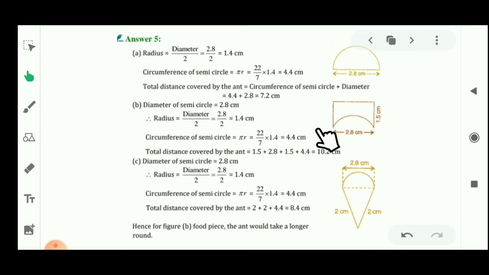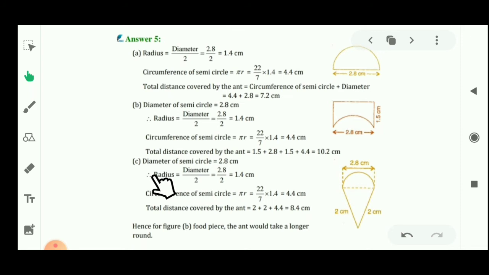Let's see the B part. Students, you can see diameter is given, that means 2.8 centimeter. So firstly we have to find out the radius, that is 1.4 centimeter. Then we have to find out the circumference of the semicircle. When we solve it, its value will be 4.4 centimeter. Now we have to find out the total distance covered by the ant. That means 1.5, you can see it is here. Then 2.8, that means this value. Then 1.4 again, that means this value. Then circumference of semicircle, that means 4.4. So after adding it, its value will be 10.2 centimeter.